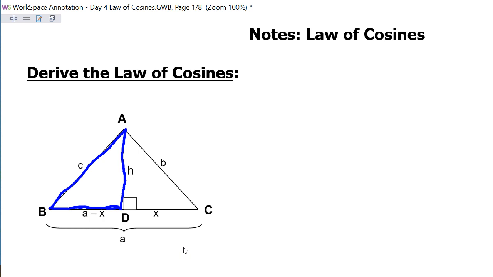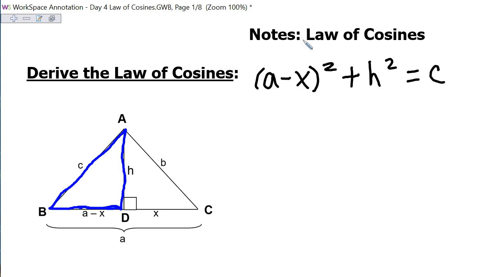So for one leg, the bottom leg is a minus x. So that's going to be (a minus x) squared, plus the other leg is h, so that would be h squared, equals hypotenuse squared, which would be c squared. Now we are going to square that binomial. Some of you missed this on our logs test.